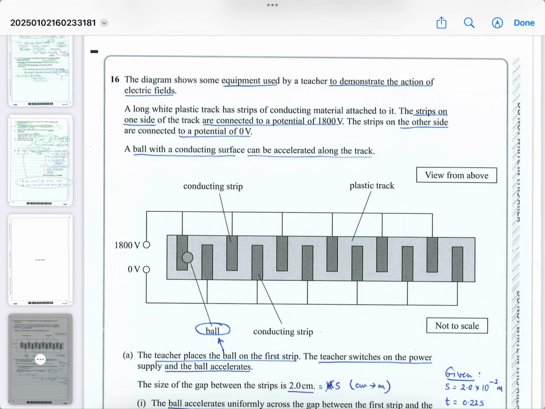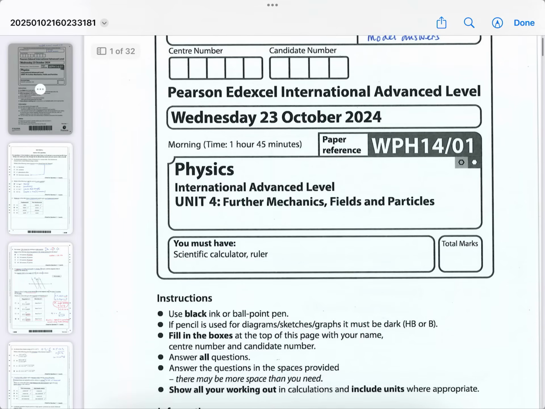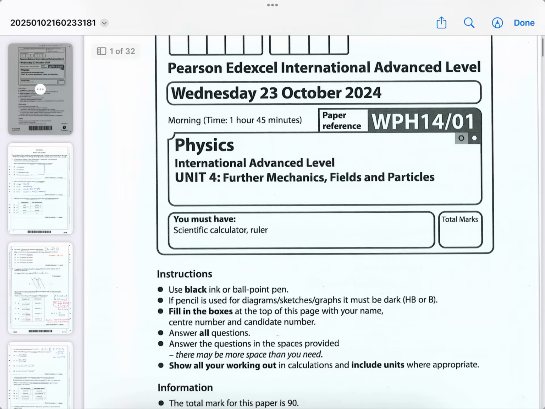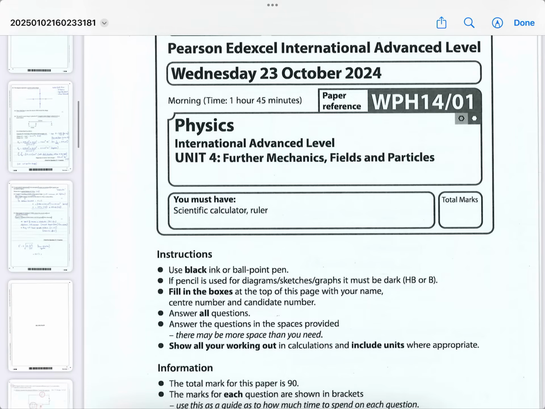Okay, welcome back again. So this is the fourth part of this October 2024 Unit 4 Edexcel exam, which was the latest exam in the series. Physics, Further Mechanics, Fields and Particles for the International A-Level. And we went through the multiple choice in part 1.